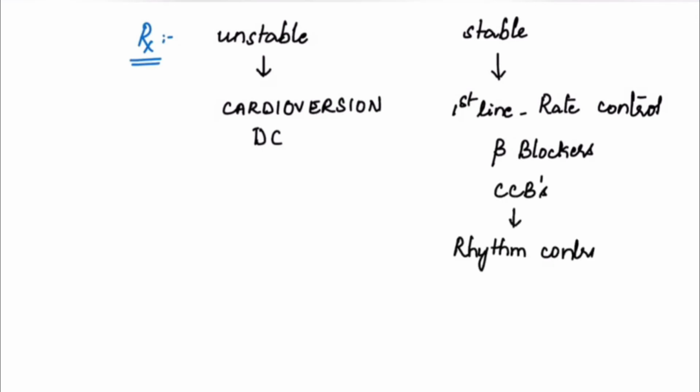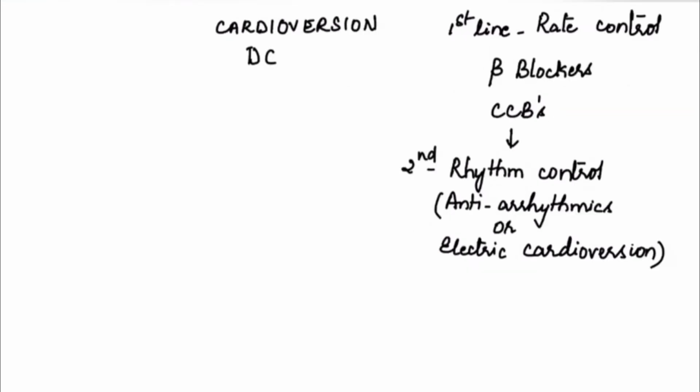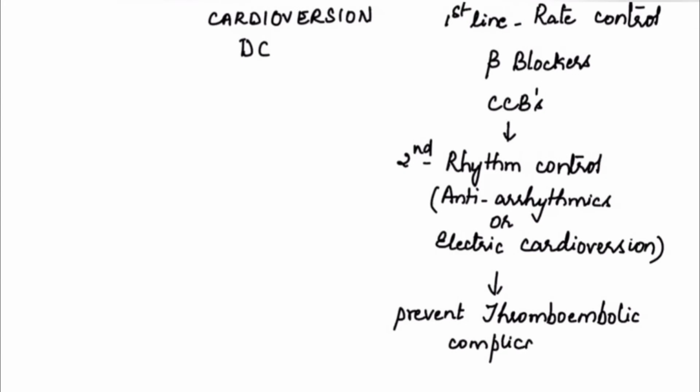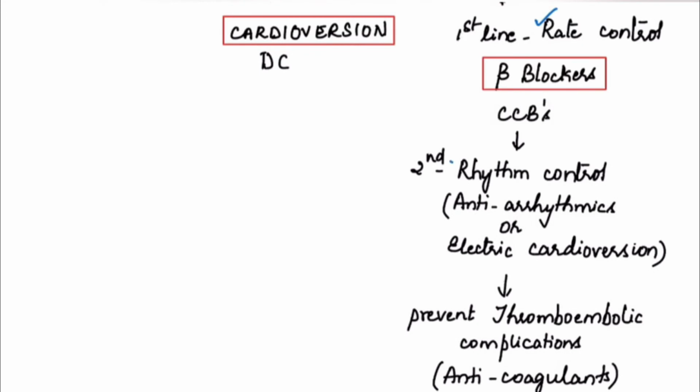This is followed by rhythm control by giving antiarrhythmics or electric cardioversion, and then the third step is to prevent thromboembolic complications by giving anticoagulants. So atrial fibrillation has a high risk of thromboembolic phenomenon, so anticoagulants should be given. So remember, the first thing is rate control, then rhythm control, and then prevention of thrombotic complications.